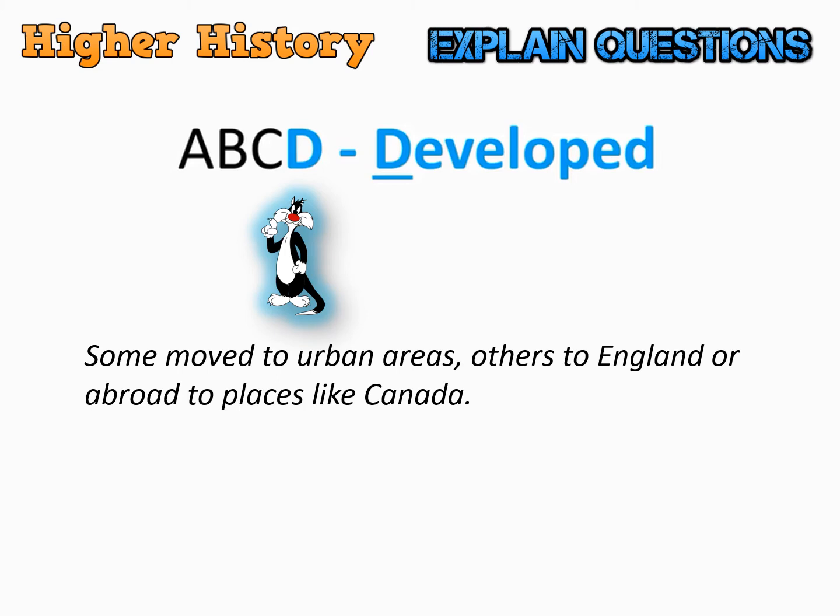I then develop it by adding in some key details about something like some moved to urban areas, others to England, or abroad to places like Canada. If you can remember, you could give it a really clear example like the planned towns that were organised and built. Some examples are things like Ullapool, and then you could add that information in. You could specifically say what they went to do, so they moved to factory work, whatever you want to do to develop your answer.